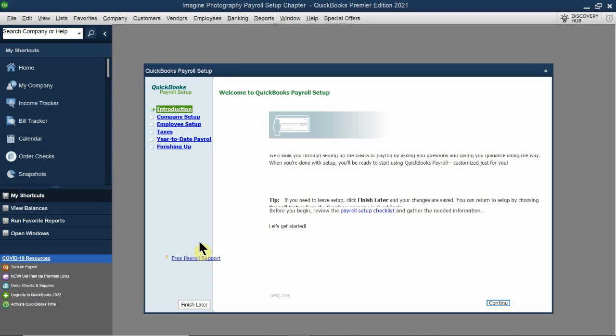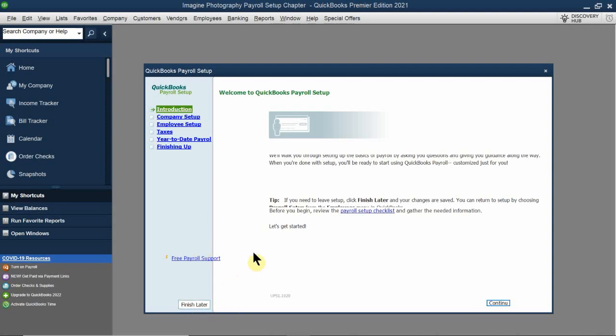So it's not like the Easy Step interview where you can only go through it once. In this case, you can go through it as many times as you like. So for instance, maybe you want to start your company with not having any benefits, and then in the future, when you generate enough income, then you start implementing a benefit plan. Then fine. Yes, you can go into this payroll setup interview at any given time to set those benefits up. Okay, so again, down here you can say finish later.